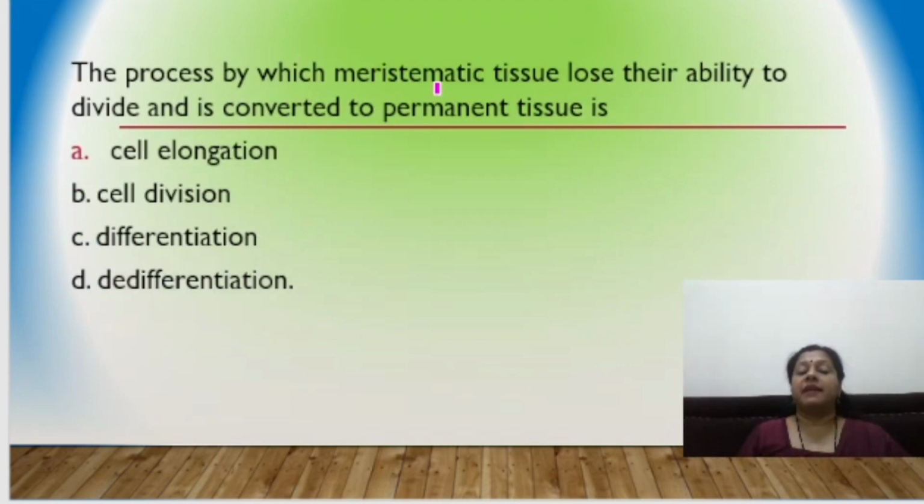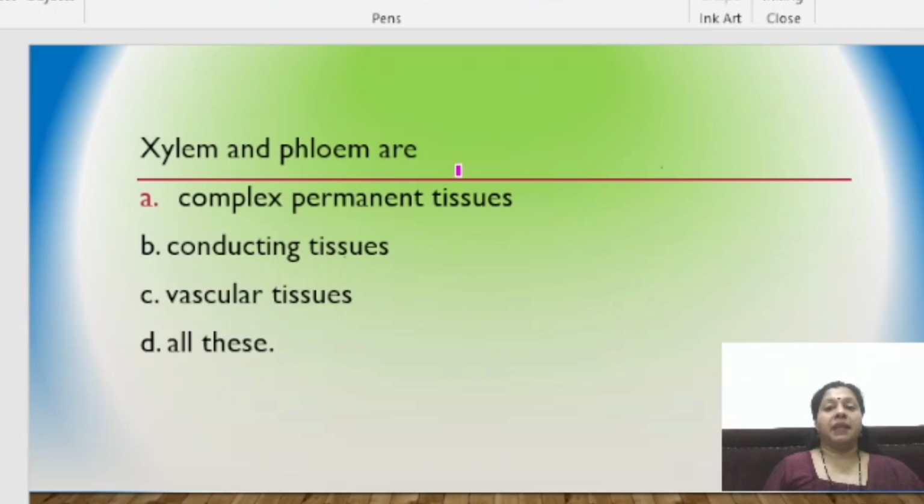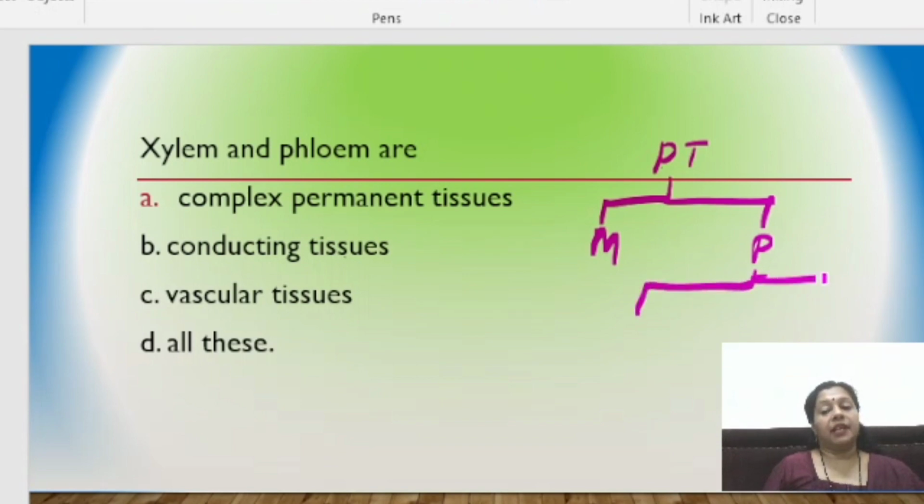The process by which meristematic tissue loses its ability to divide and is converted to permanent tissue is called differentiation. So the definition of differentiation, if asked: the process by which meristematic tissues lose their ability to divide and are converted into permanent tissue. If you see the classification of plant tissues, they are divided into dividing cells called meristematic cells and permanent cells. Permanent cells are again divided into 2 types, simple tissues and complex tissues.